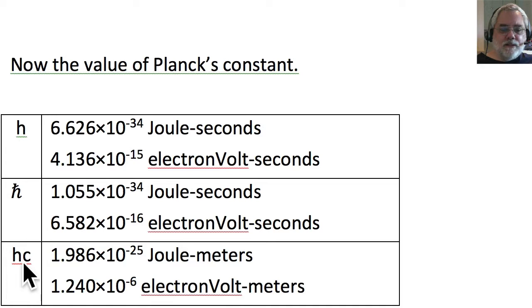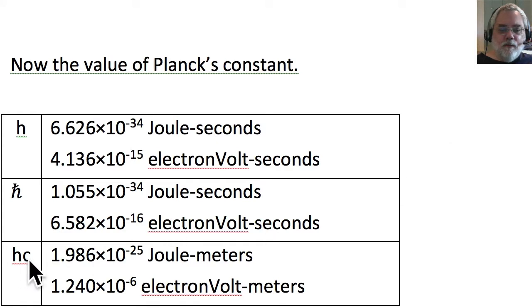Now, it's also handy to have in the table Planck's constant h times the speed of light. The speed of light is meters per second. So when we multiply this, instead of seconds, we get meters. So joule meters or electron volt meters. And there, even though we don't really know what this electron volt meters is, the exponent is not that high, 10 to the minus 6. So we'll see more.